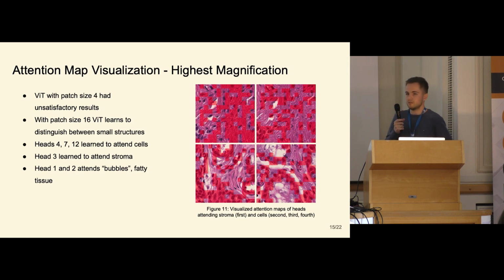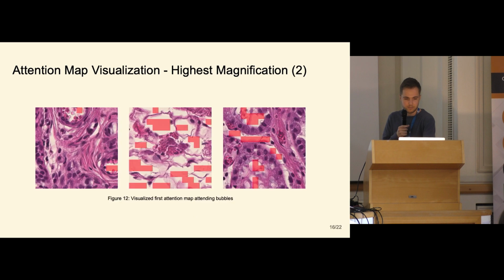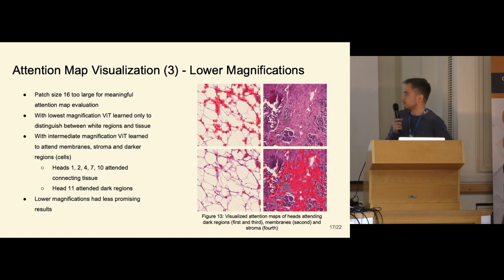We trained on all 3 magnifications, and we found that within highest magnifications, the model started to focus on cells and stroma, and could also differentiate between fatty tissue, which is displayed here. Then within lower magnification levels, the model performed worse. It started to focus only on darker and lighter spots within images, and as such we evaluated that it is better used for higher detailed images from higher magnifications.